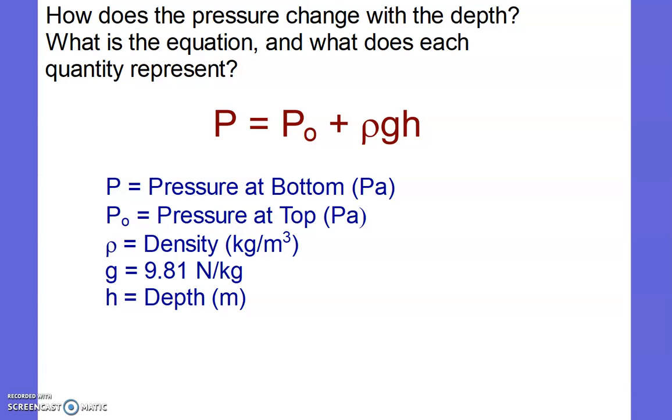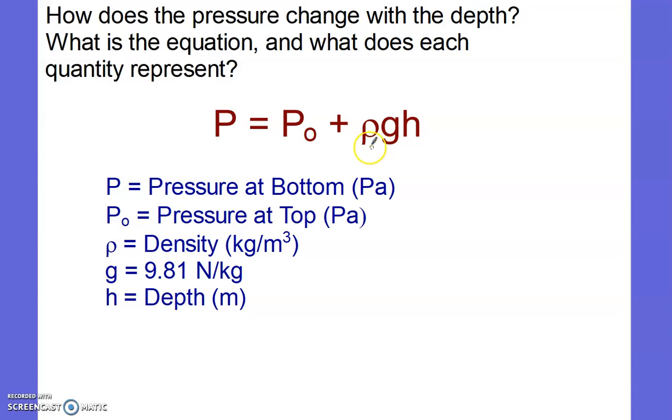In this video, we're looking at how the pressure changes as we go deeper within a fluid. So if we look at our formula here, P represents pressure. P by itself represents the pressure deep down at the bottom of a fluid. P with a subscript of 0 represents the pressure at the top. In other words, at 0 depth.